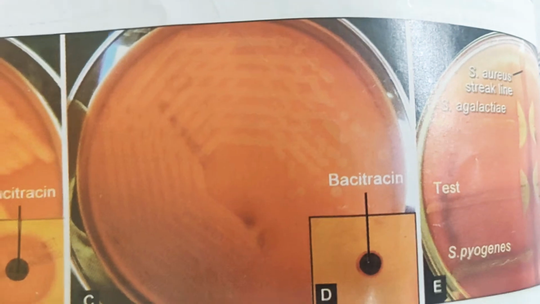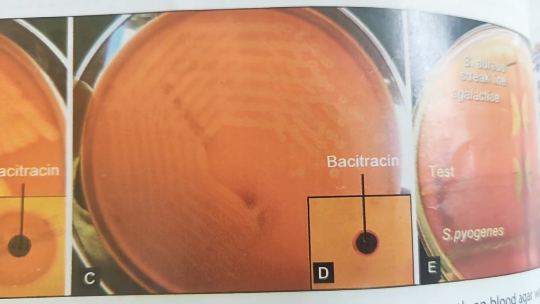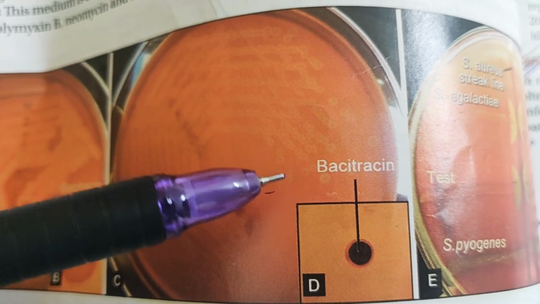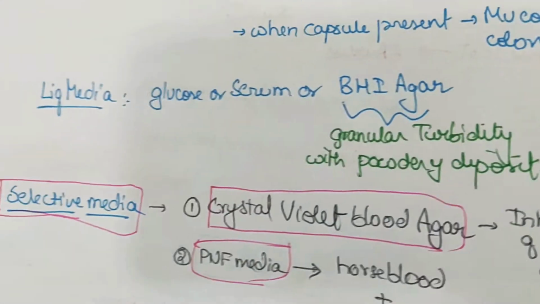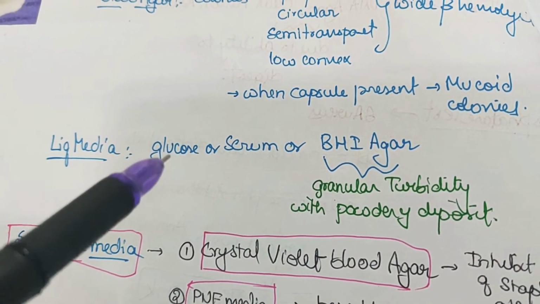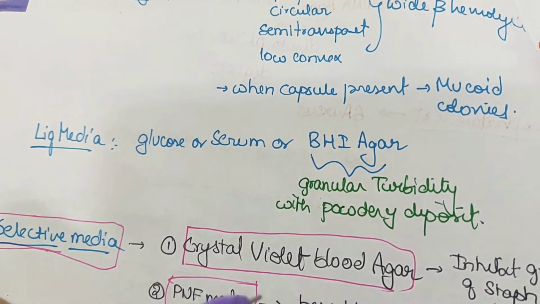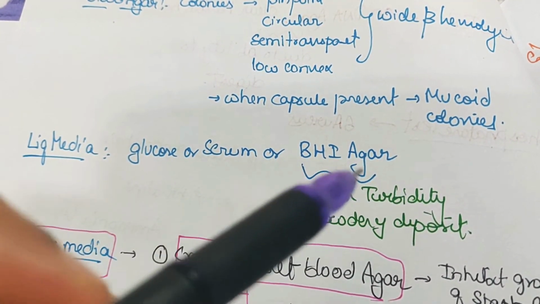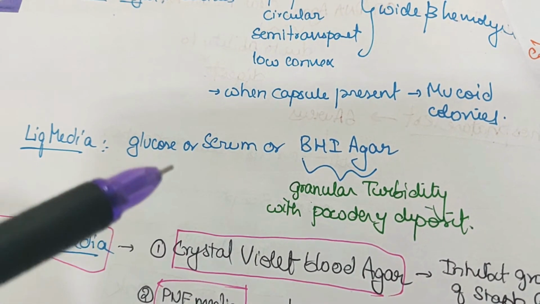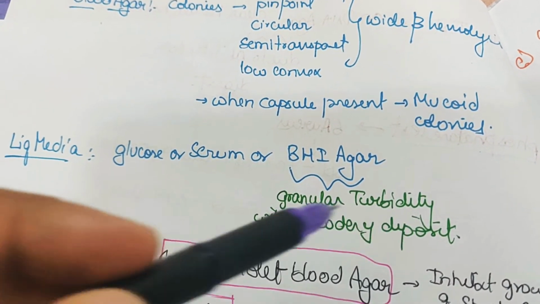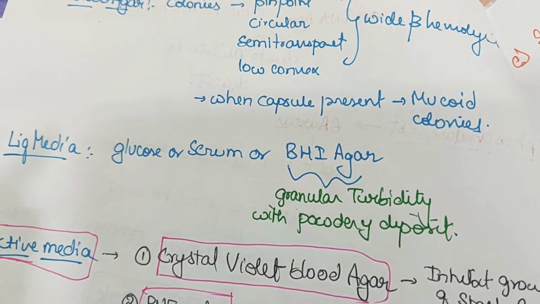I think you can't see here, but this is the blood agar in the middle. We can see this is the hemolysis surrounding pinpoint colonies. And next we have a liquid media which contains glucose or serum, or brain heart infusion broth. If we grow Streptococci here, we can see granular turbidity with powdery deposits.